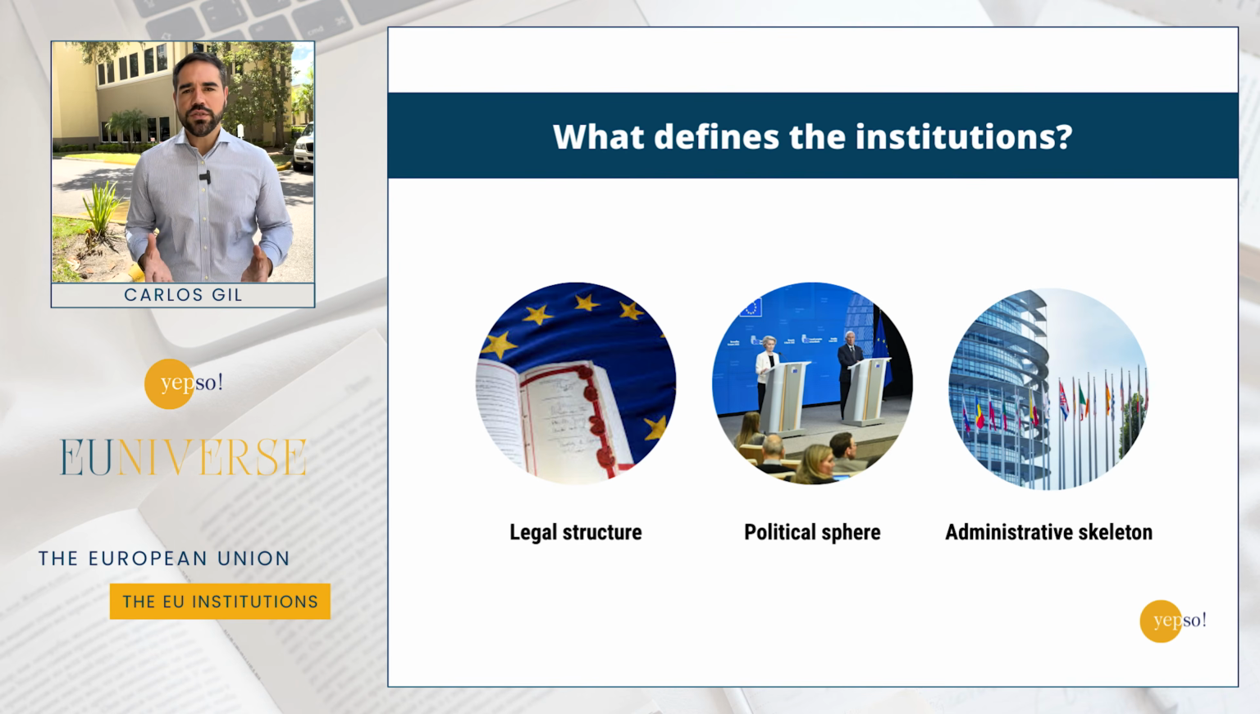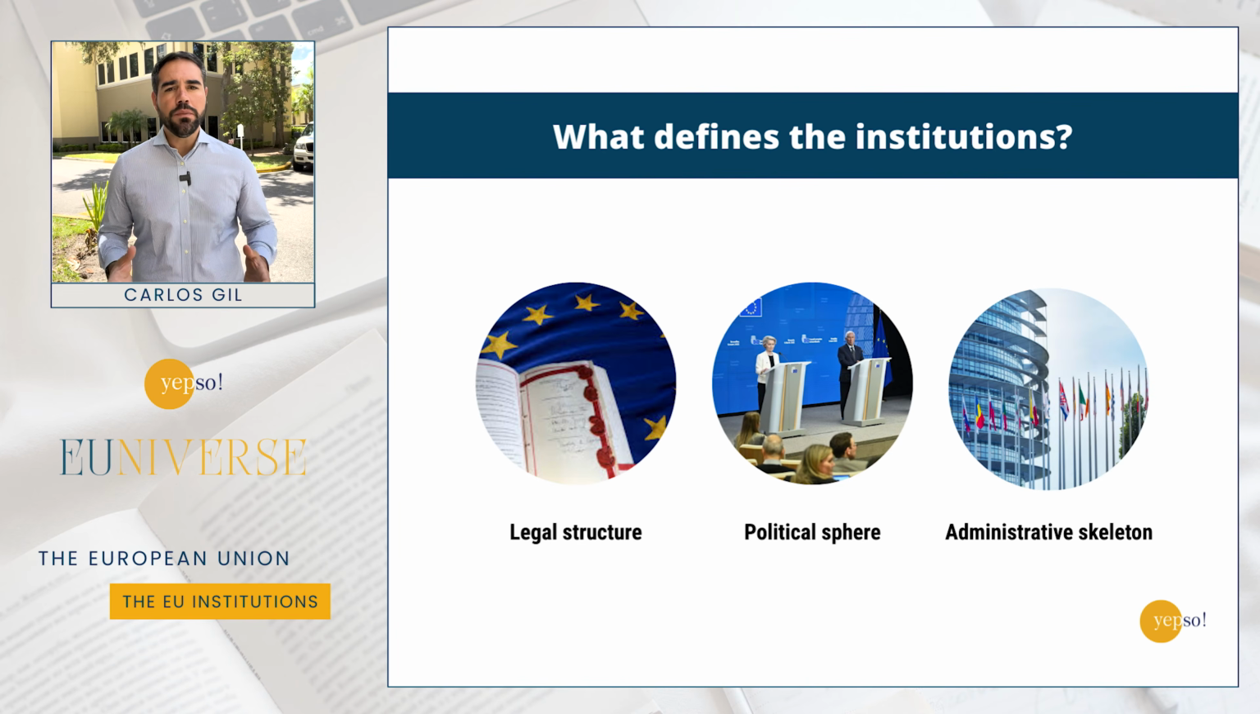But I do want to tell you that the European Union is the sum of several important components. Its legal structure, which is based on treaty law, on primary law, the legislation it creates, and customary practice. Its political sphere, its decision-making capacity, and of course, its administrative skeleton, made up of the institutions. We could probably point to other important components as well, such as sociological and cultural elements, etc. Even so, let's stick to the essentials.